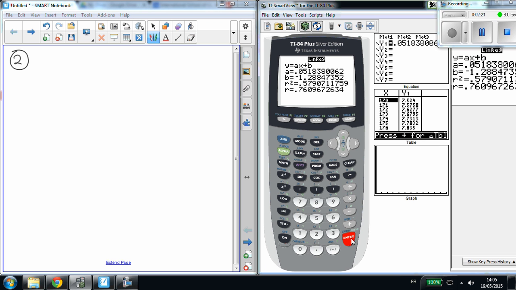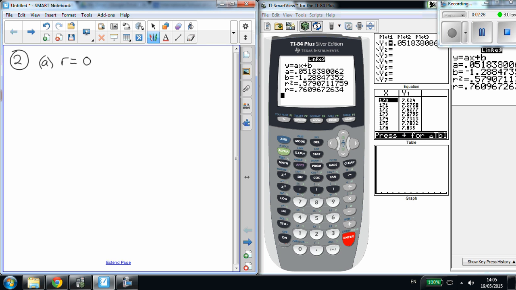For part A, the correlation coefficient is the R value which is there, that's 0.76, and I round up to 1. I should always give my answers to 3 significant figures. And in part 2, that's part 1 of A.